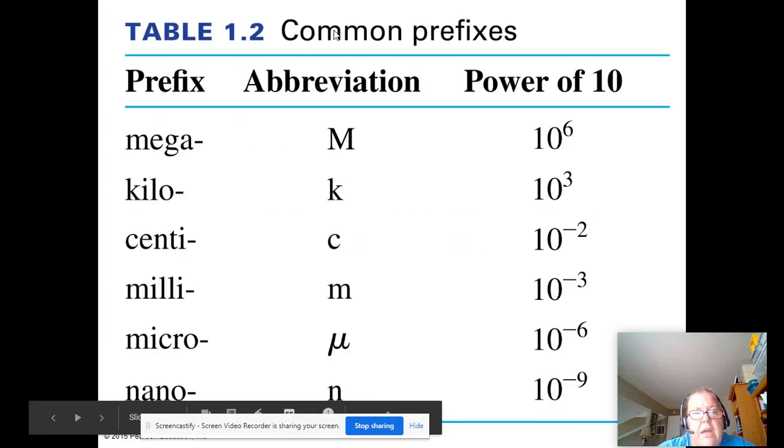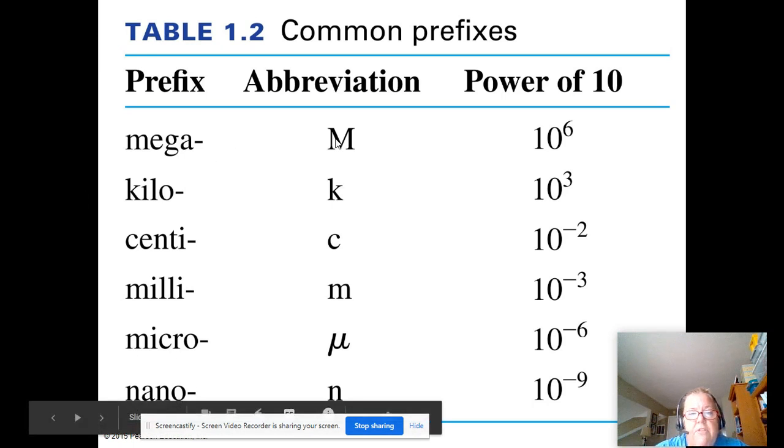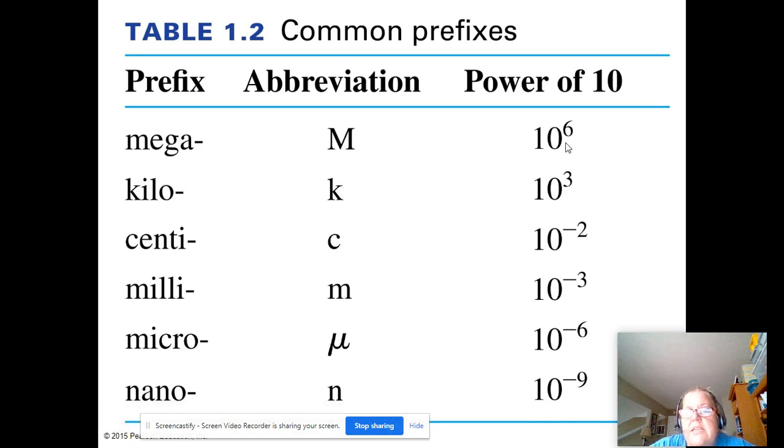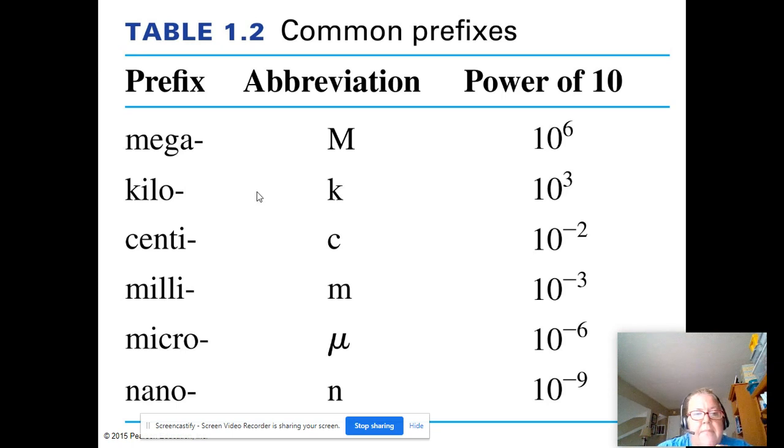And here are some common prefixes. Again, these are the ones that we will use off and on throughout the year: mega, kilo, centi, milli, micro, and nano. You've heard of megabytes, so that's 10 to the 6 bytes, and a byte is a unit for information. You have kilo, which is 10 to the third, like I said. Centi is 10 to the negative 2. You have milli, micro, which is 10 to the negative 6, and then nano, which is 10 to the negative 9th. So these are all in the negatives. And then, of course, these are your positives.